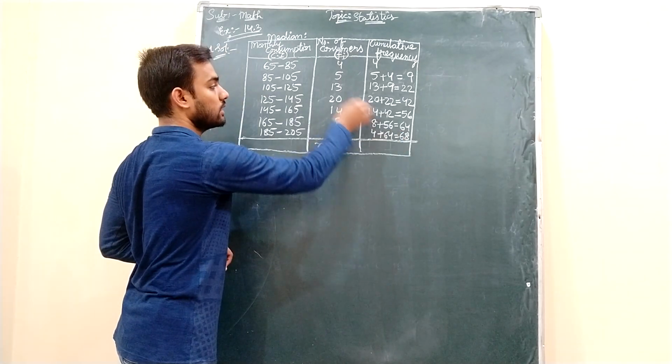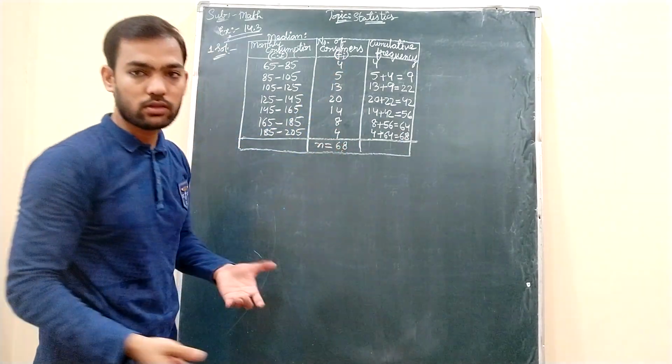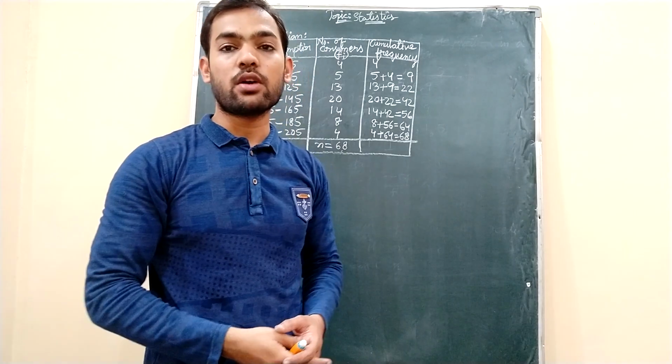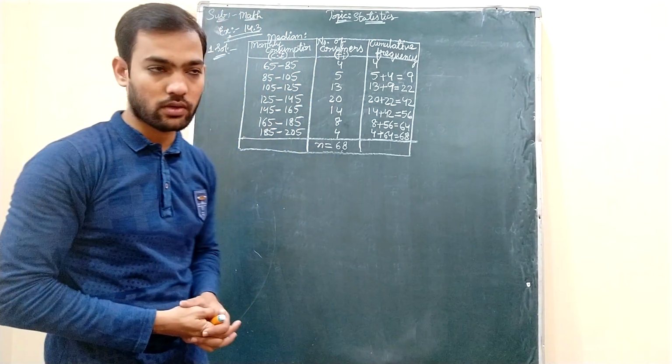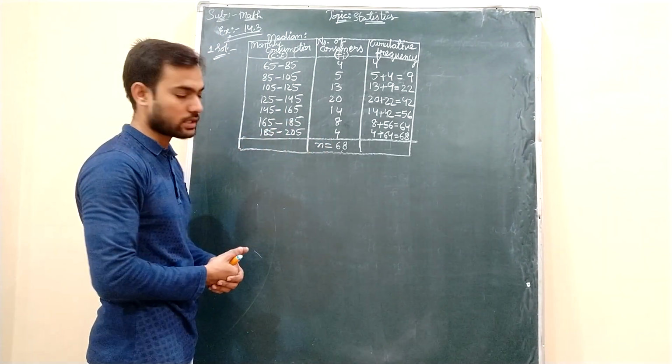When you add all these frequency values also, you will get 68 only. The answer you get here will also be the total, because it is already given in the question that the data has been collected related to 68 consumers of a locality. So the number of observations is also 68.